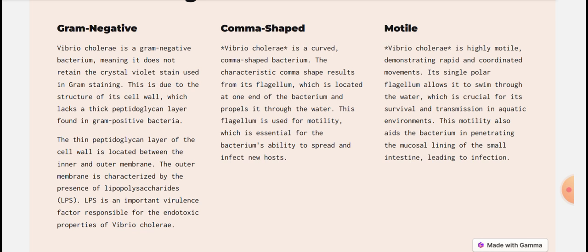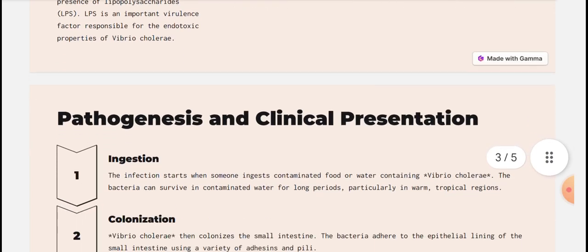So in the first slide we studied what cholera is. In the present slide, we came to know that it is a gram negative bacterium. The major virulence factor of the bacterium is lipopolysaccharide, which is also responsible for the endotoxic properties of the cell. It is a motile bacterium. The motility is facilitated by the presence of a polar flagellum, which allows the bacteria to swim across the environment. Let's move on to the next slide.